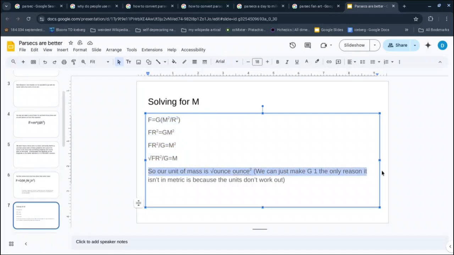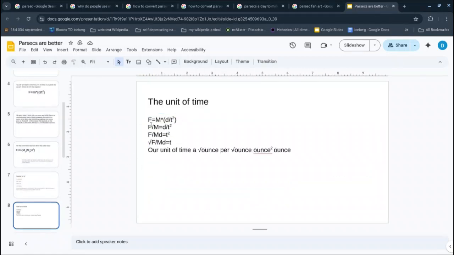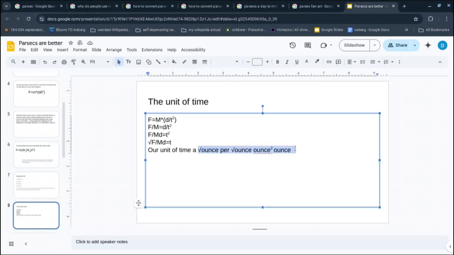And we just make G 1, because the only reason it isn't 1 in SI and FPS is because the units just don't work out. So G has to be some very small number. And our unit of time works out to be the square root ounce per square root ounce squared ounce.